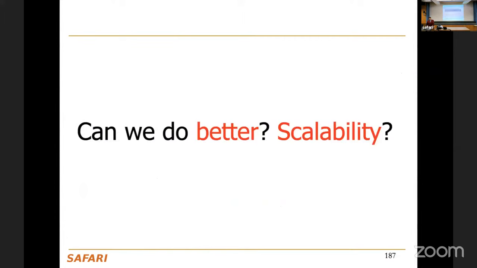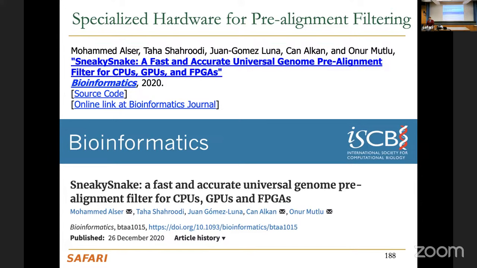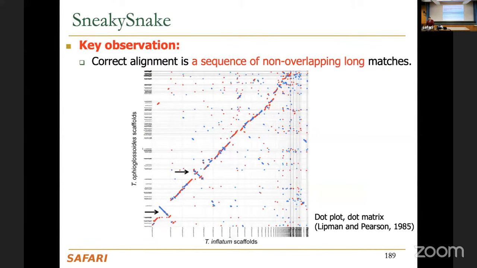So can we do it better? Can we apply it to even longer reads, and make it even more parallel? This is the idea behind Sneaky Snake. This is a follow-up work from GateKeeper. And this is essentially the observation behind Sneaky Snake.